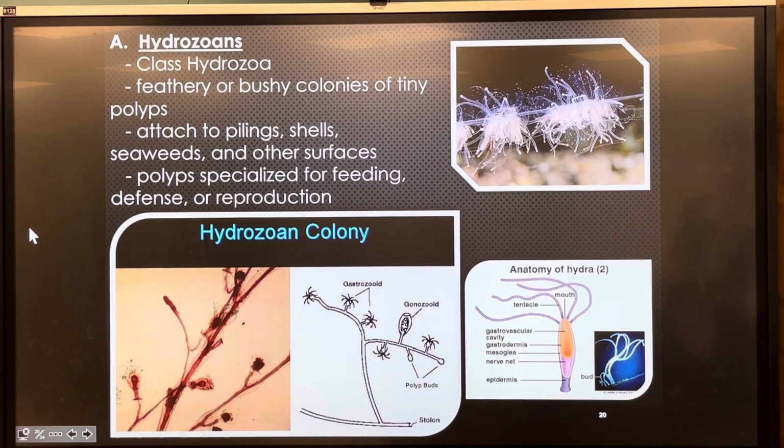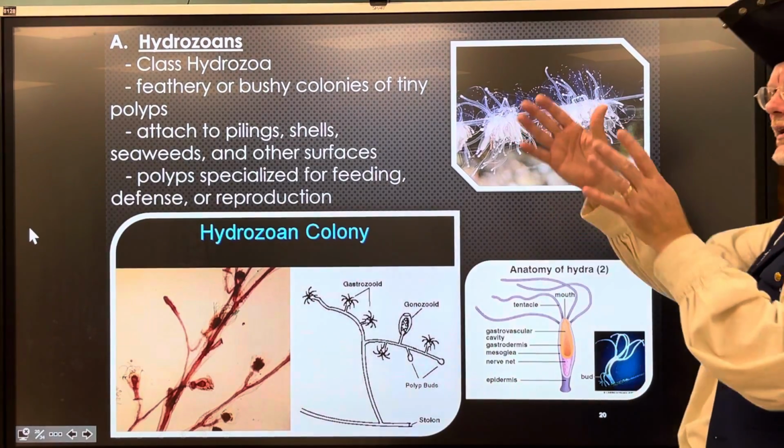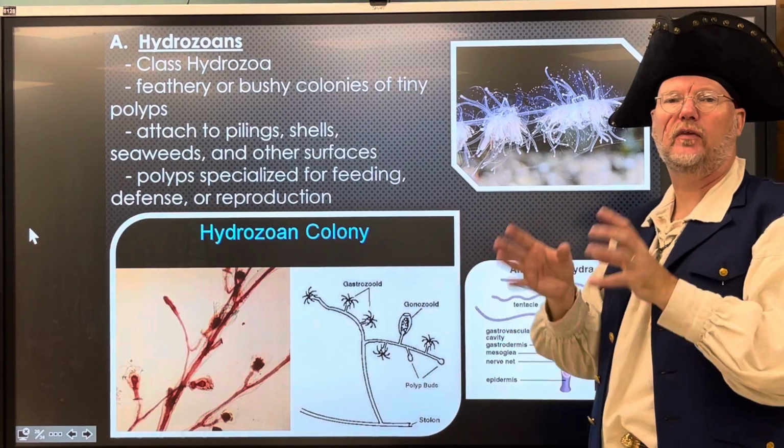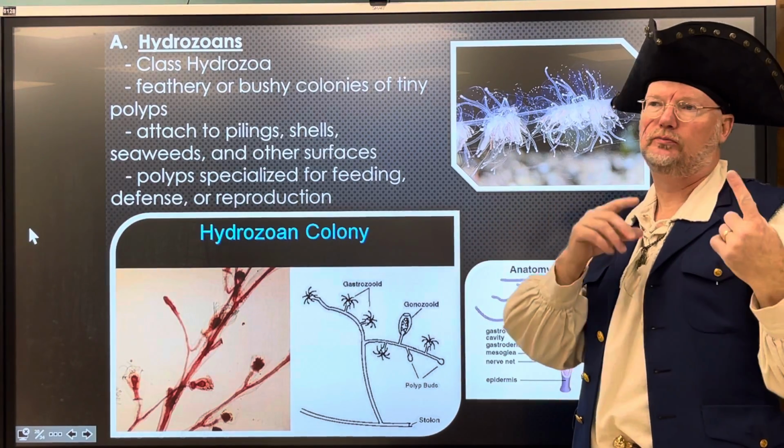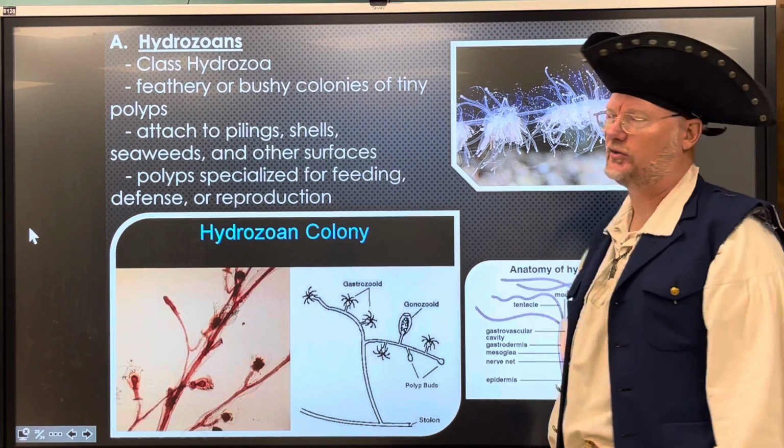All right, some types of cnidaria are the hydrozoans. Class Hydrozoa, feathery or bushy colonies of tiny polyps. You will see these also on that piling, that close-up shot of the piling on the Deerfield Beach camera, which we're going to see more in the future in this class.